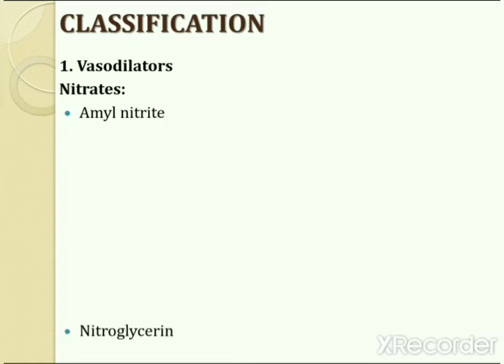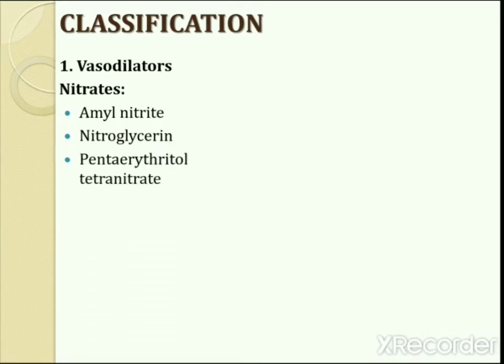Classification of antianginals includes three main categories according to mode of action of drugs. These categories are vasodilators, calcium channel blockers, and platelet aggregation inhibitors. These categories can be subdivided into several subcategories according to the drugs' structural properties. Vasodilators include nitrates. Drugs in this category are amyl nitrite, nitroglycerin, pentaerythritol tetranitrate, and isosorbide dinitrate.